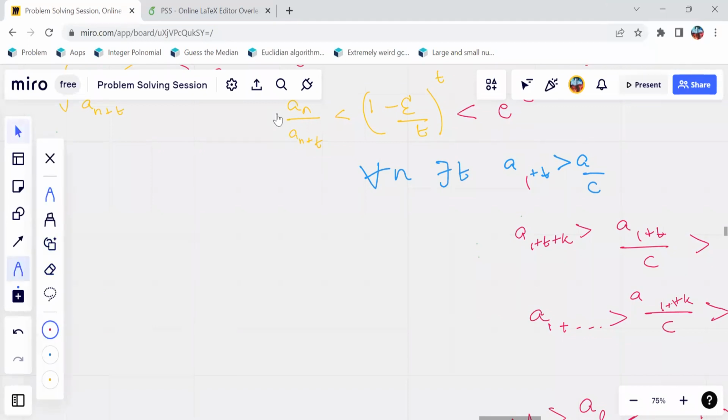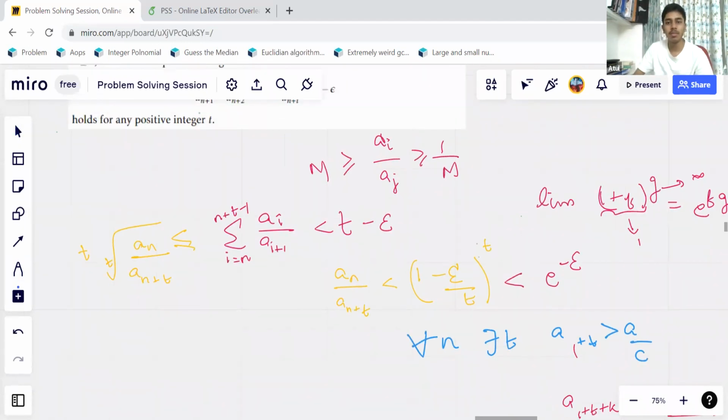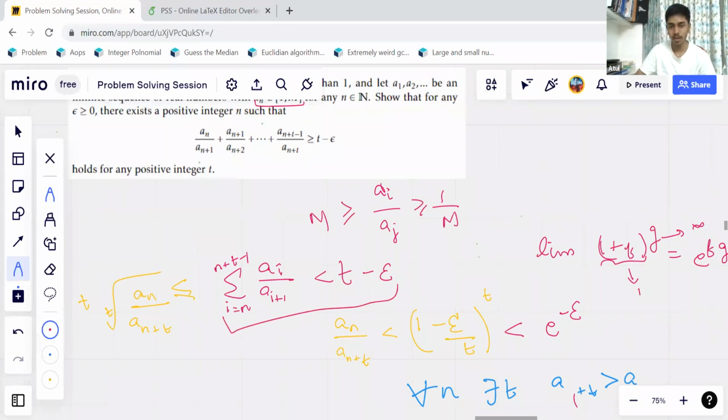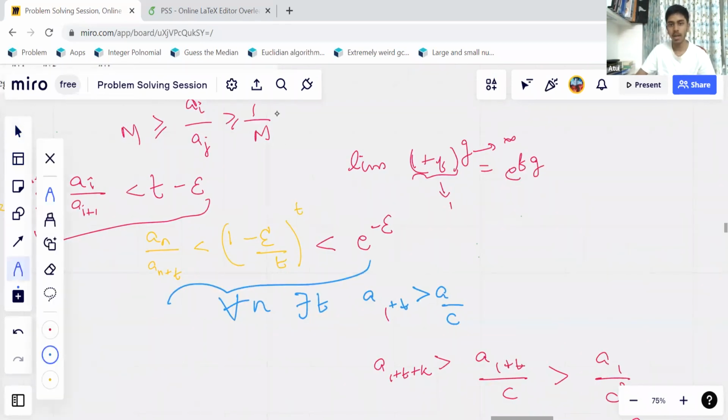Anyway, I'll just go over the argument again. If we assume that the problem is false, then for every n there is some t such that this inequality will hold. But on the other hand, by AM-GM, we also have this. And together, this implies this inequality. We're calling this C, or you can just pick any C less than the one that satisfies that.